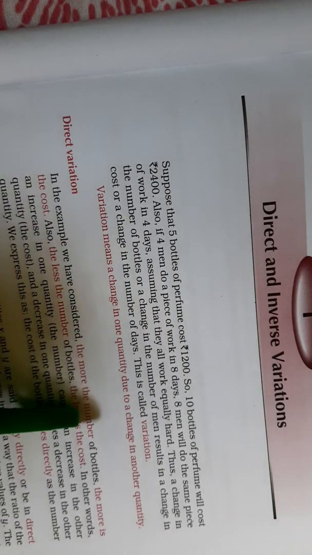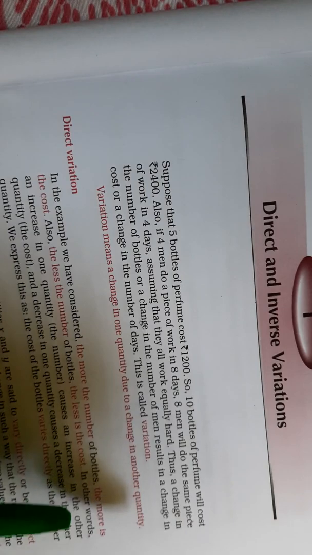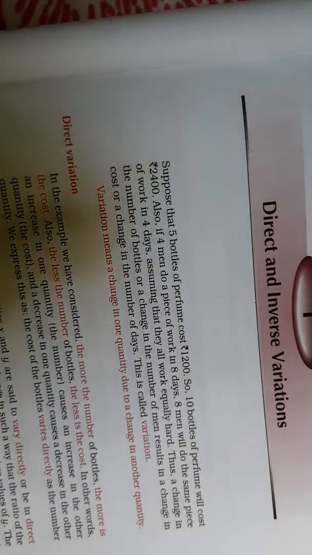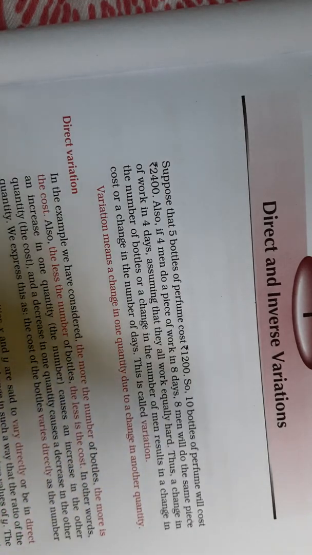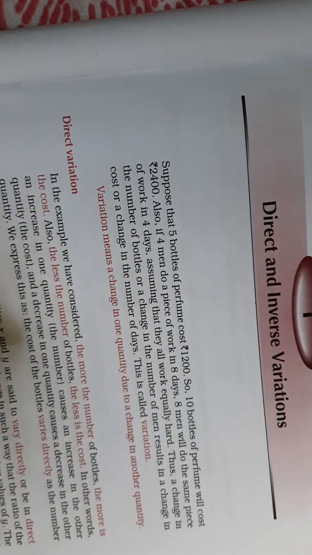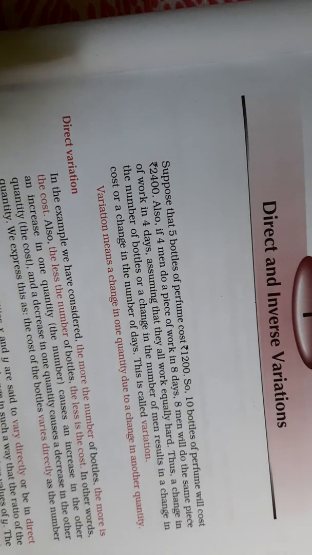The more the number of bottles, the more the cost. This means when the number of bottles is increasing, the cost is also increasing. When one quantity is increasing and the other quantity is also increasing, it is called a direct variation.